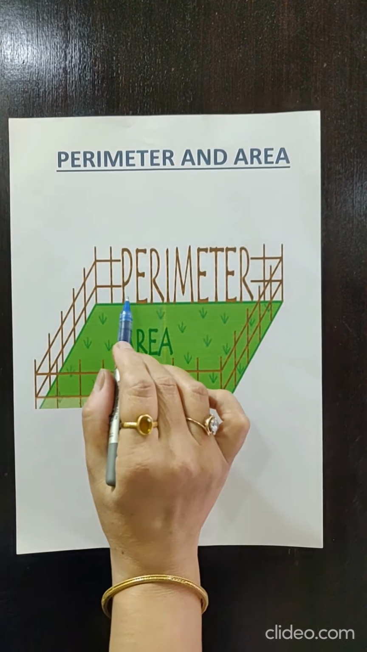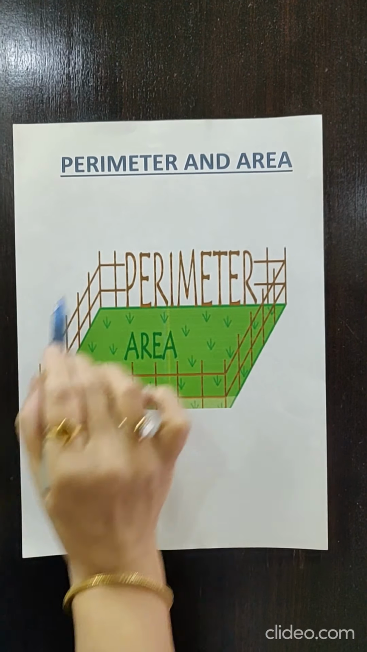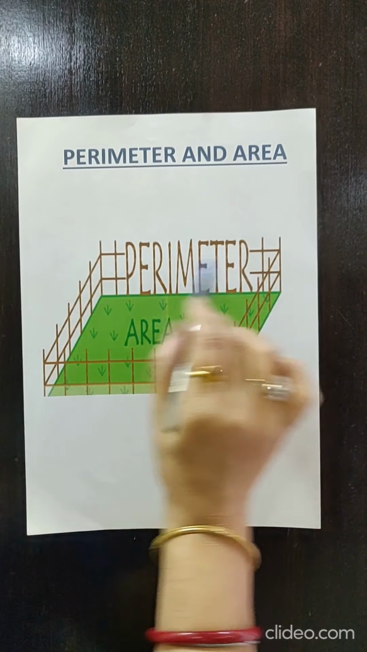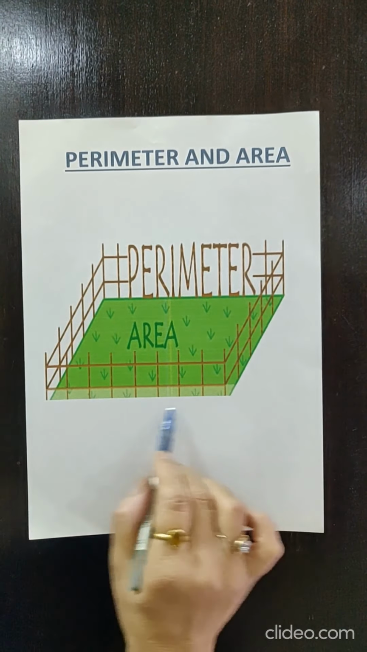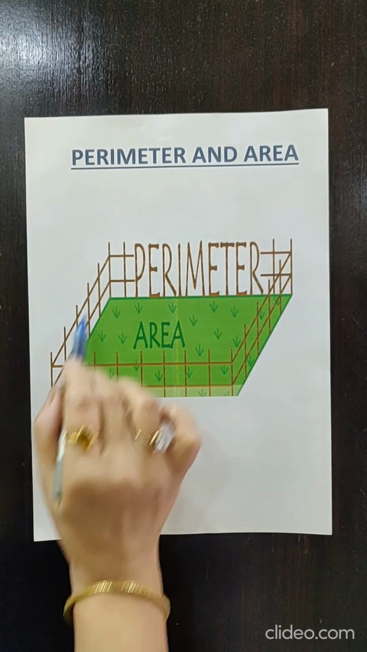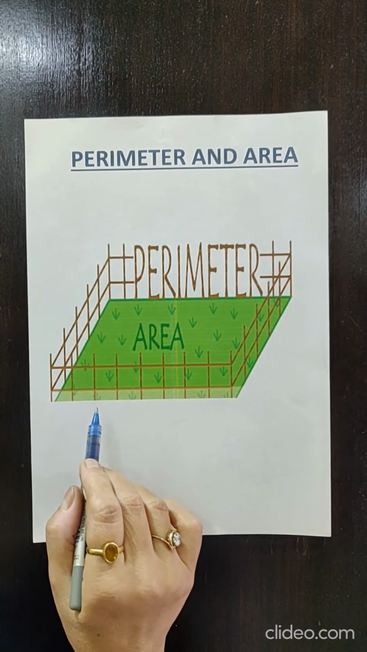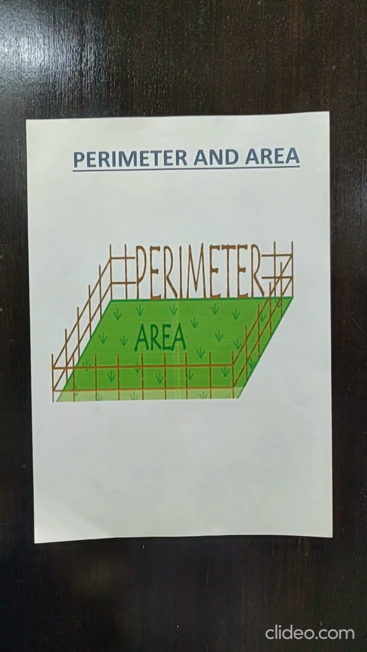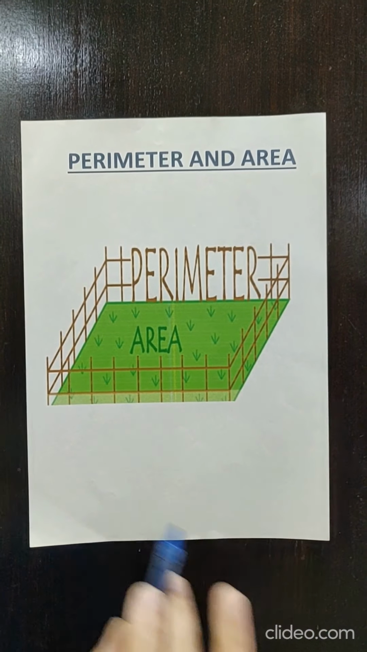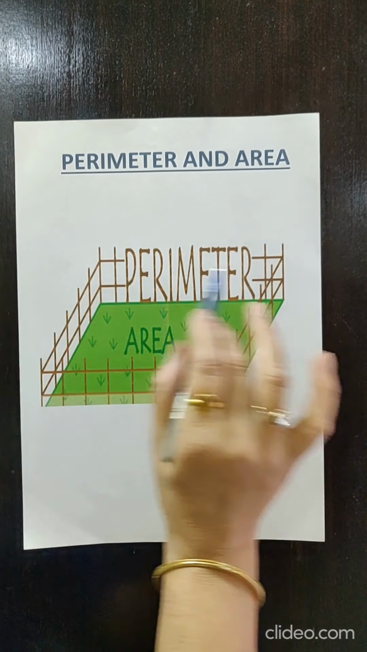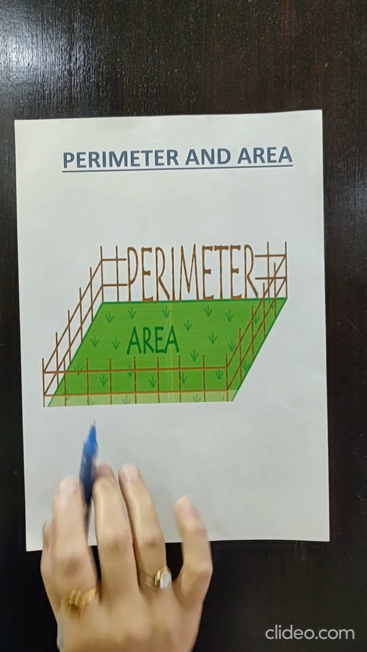Whereas P for perimeter, P for padosi. Who lives outside the house? Padosi lives outside the house. Padosi means who stays outside the boundary of the house, and that is called perimeter. So we calculate the perimeter of the boundary of the space, figure or the object. So P for perimeter, P for padosi, P for sum of all the lengths of the boundary of the figure.